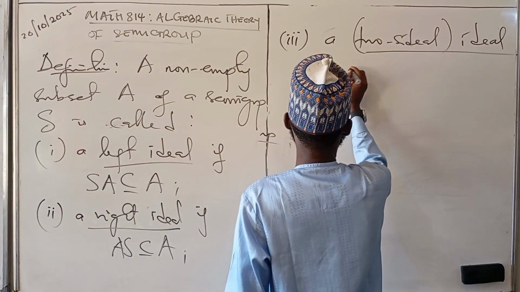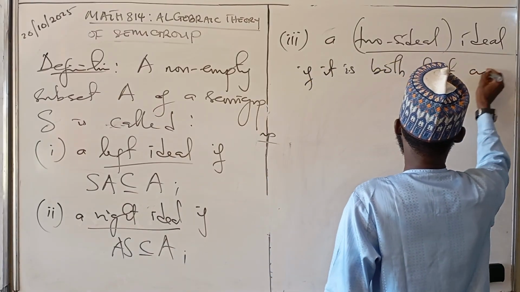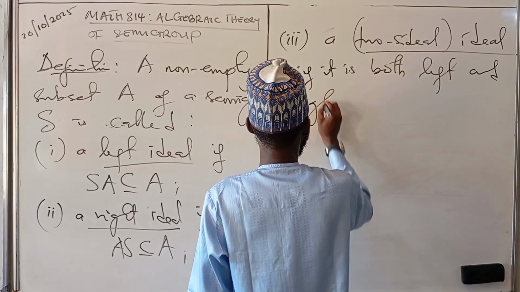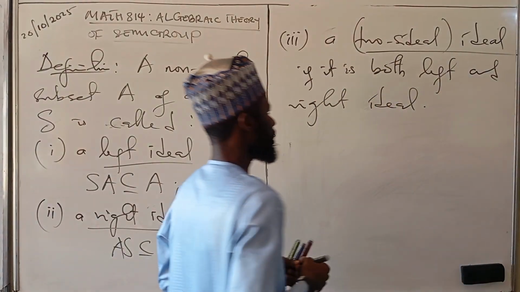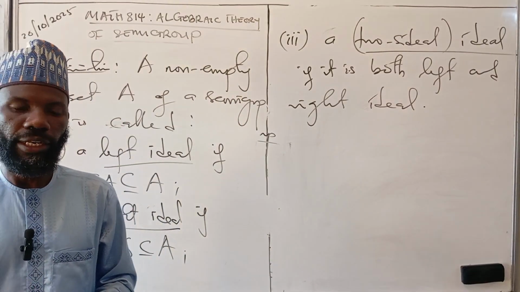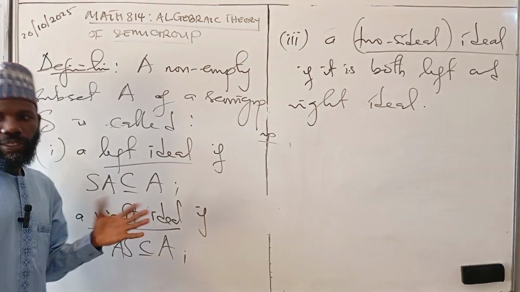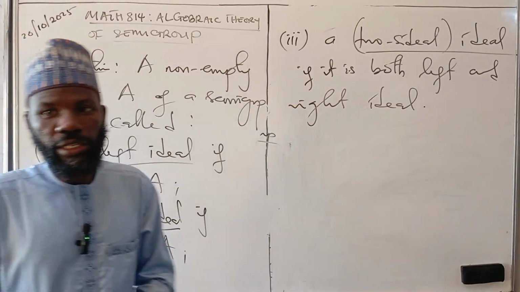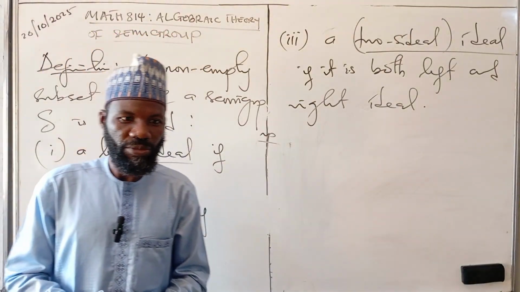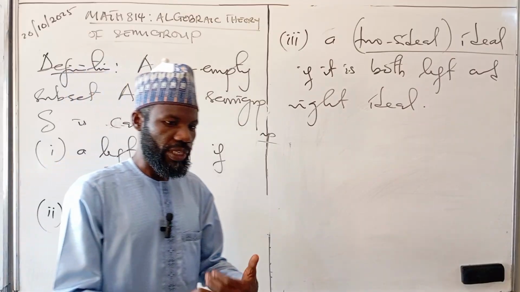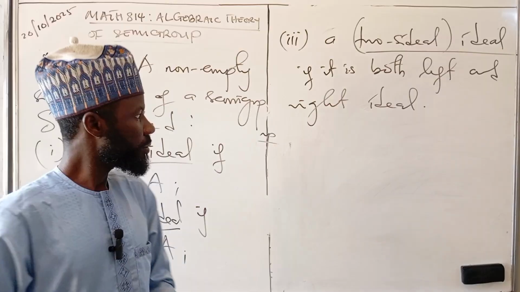If it is both a left and right ideal, an ideal which is both left and right ideal is a two-sided ideal. If the semigroup is already commutative, every left ideal will also be a right ideal. So every ideal of whichever direction is also an ideal. Are you following? So in a commutative semigroup, there is no distinction between left and right. So everything is an ideal automatically. Okay?